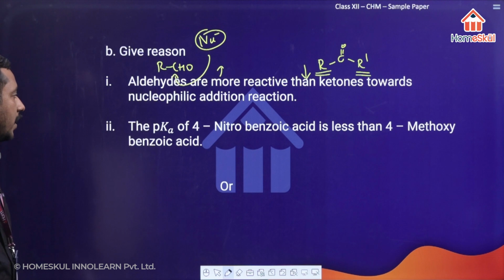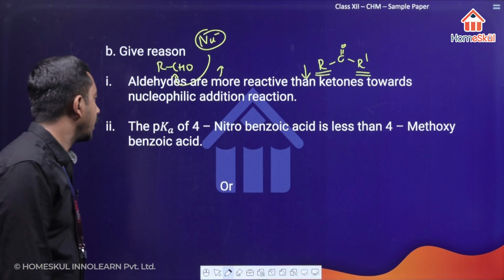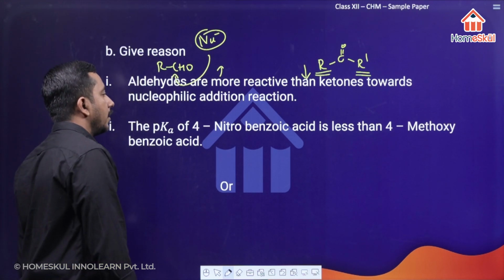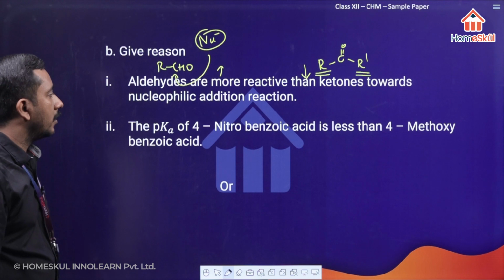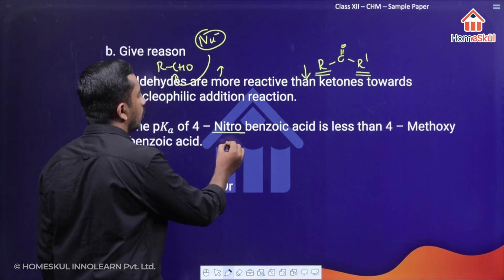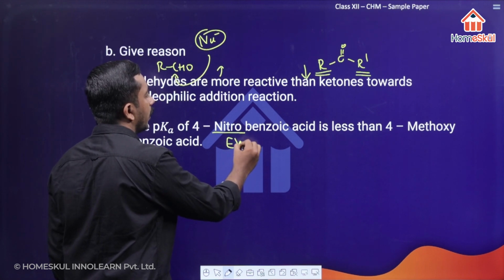The second statement: the pKa of 4-nitrobenzoic acid is less than that of 4-methoxybenzoic acid. So if we are taking benzoic acid, in the case of the first compound, the substituent is a nitro group which is an electron withdrawing group.